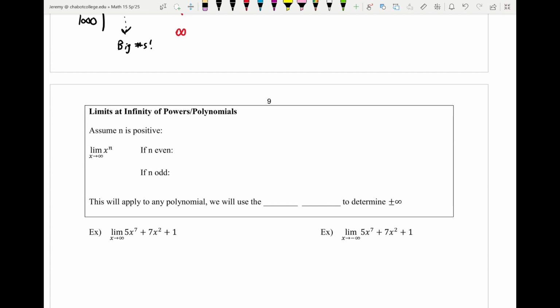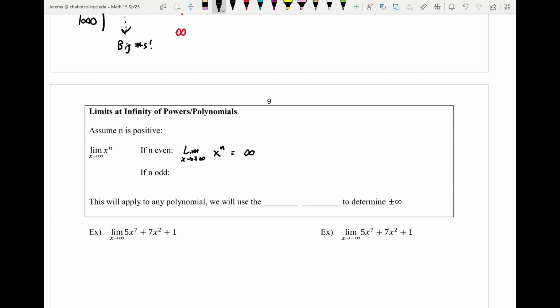If n is even, then that means that the limit as x approaches either positive or negative infinity, it doesn't matter which one, works the same for either of them, that limit of x to the n is going to be equal to positive infinity.